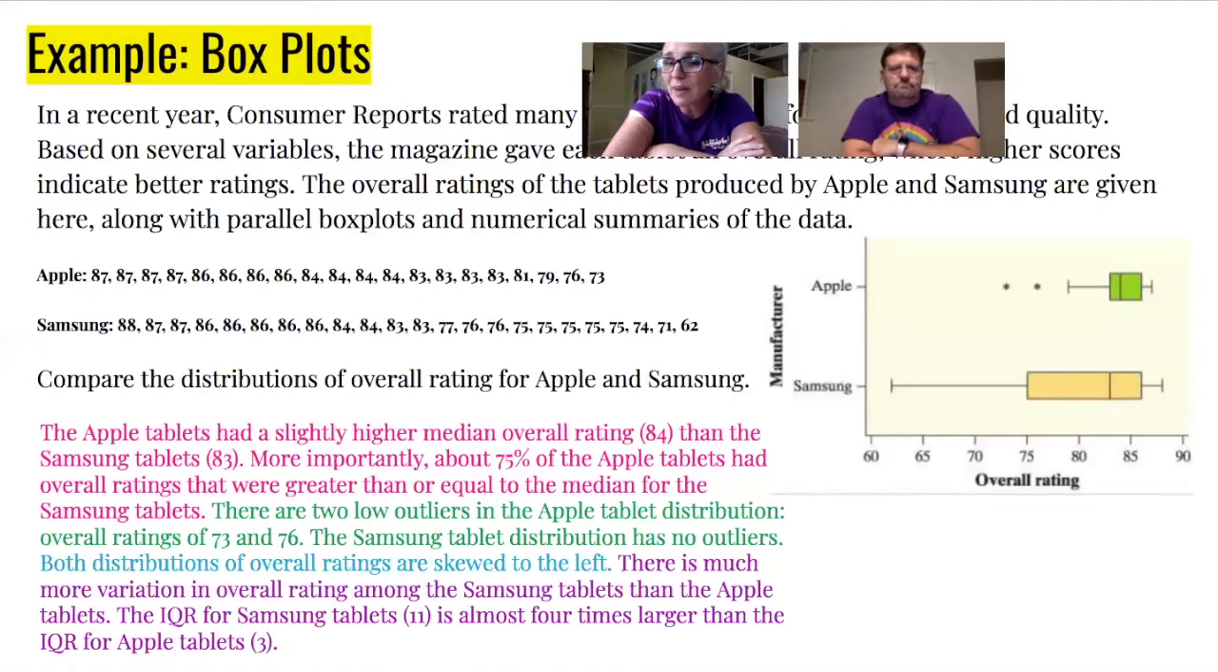Now, why is that a bad thing? Because if I'm going to choose one or the other, I don't want to have to worry. Maybe I'm not the most tech savvy. I want to know that if I pick an Apple tablet, I'm going to pretty much have a good chance of getting a good product. If I just randomly pick a Samsung tablet, I may pick a good one or I may pick a bad one because I have a greater variability. So if I just go to the store and randomly grab one, I should grab an Apple based on this graph.